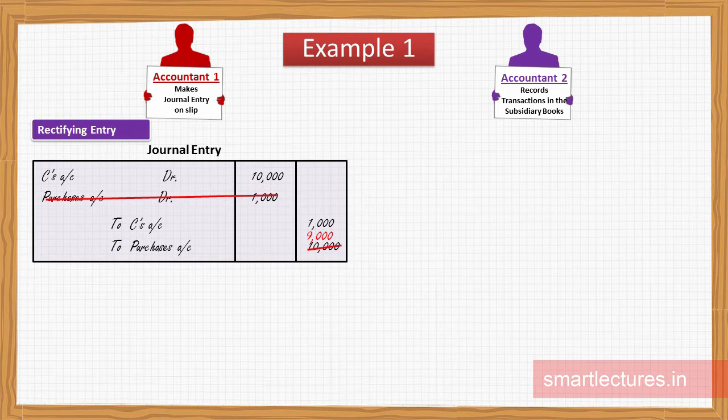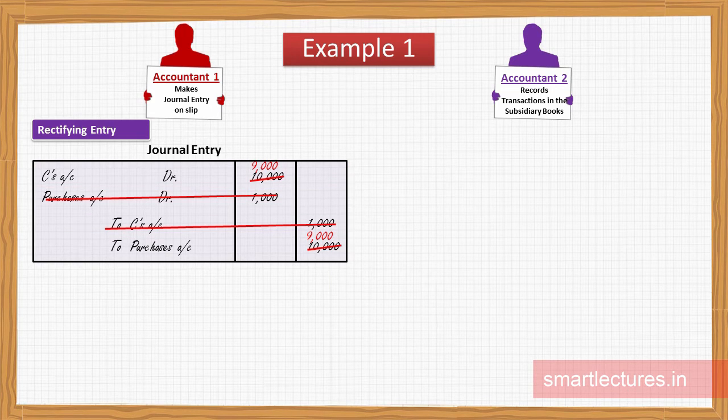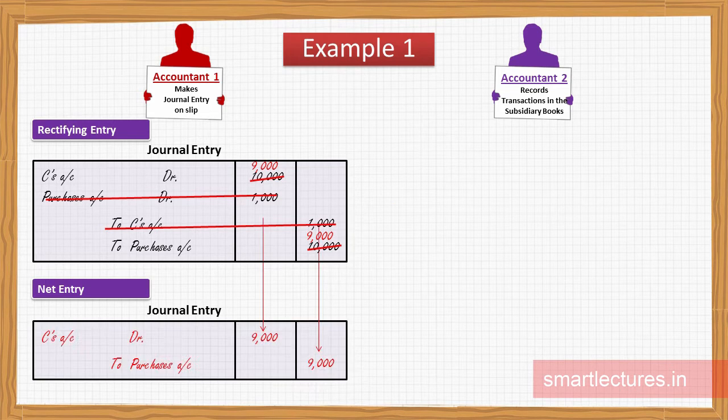So purchase account is debit by rupees 1,000 and purchases account is credited by rupees 10,000. So remove the weak one. The weak one is 1,000 and net credit purchases will be 10,000 minus 1,000, that is 9,000. Now look at C. C was debited by rupees 10,000 and C is on the credit by rupees 1,000. So weak side will go away, means remove C on the credit side, and the net debit to C will be rupees 9,000. So net journal entry will be C debit 9,000 to purchases 9,000.